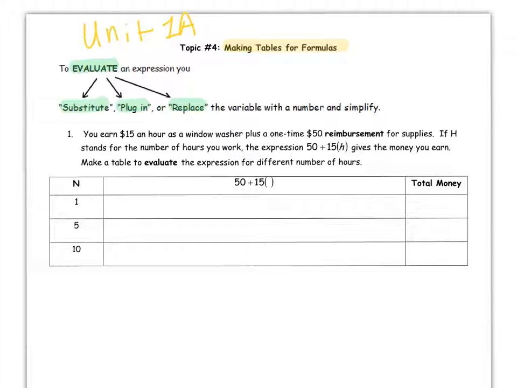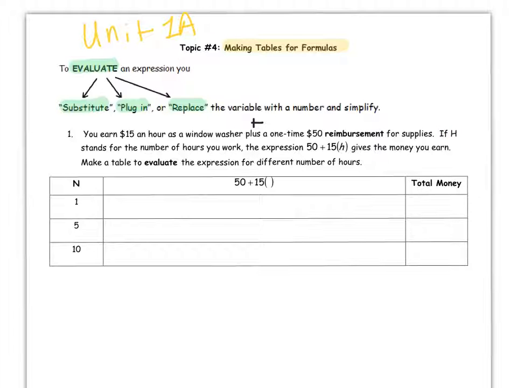It says, you earn $15 an hour as a window washer, plus, right away, that's a key word, plus a one-time $50 reimbursement fee for supplies. So that means you get paid $50 for all the stuff that you have to buy to become a window washer. So, window washing fluid, and I don't know what else you use, a squeegee or something.